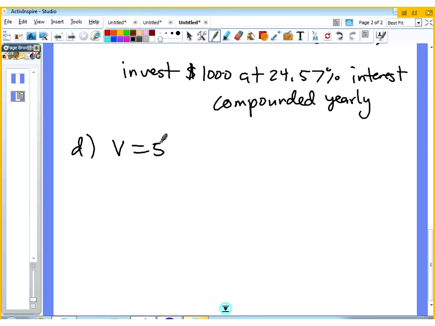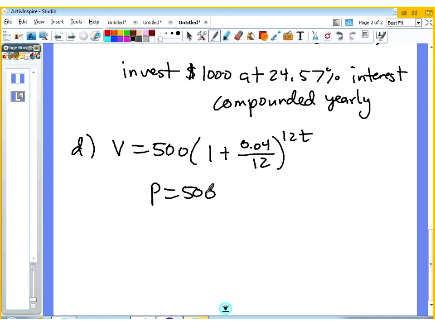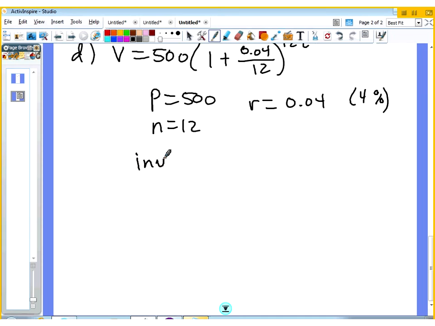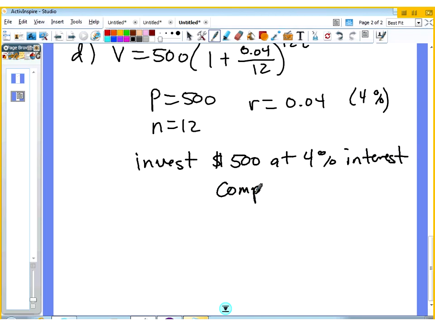The last one, the value is 500 times 1 plus 0.04 divided by 12 to the 12t. In this one you see the P is 500, the n is 12, and the r is 0.04 or 4%. So this one is you invest $500 at a 4% interest compounded monthly.